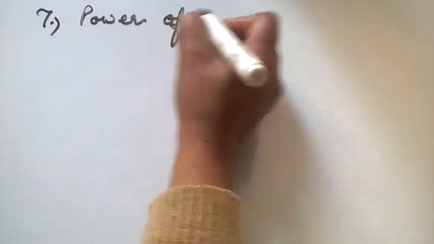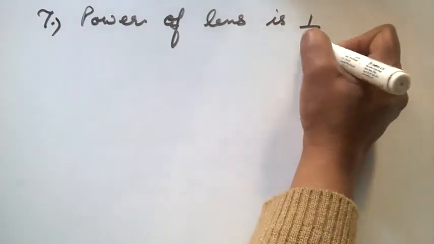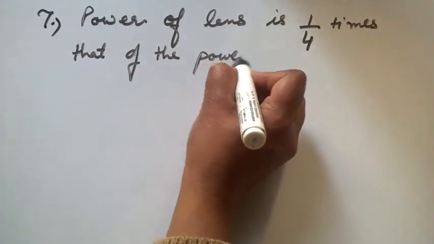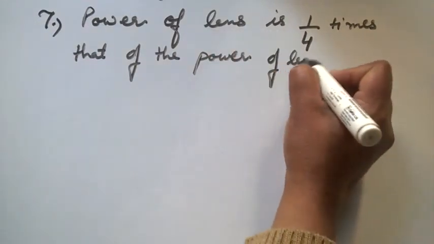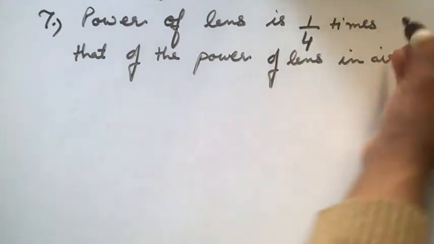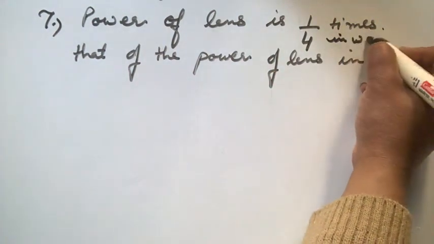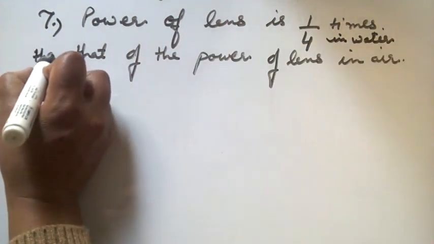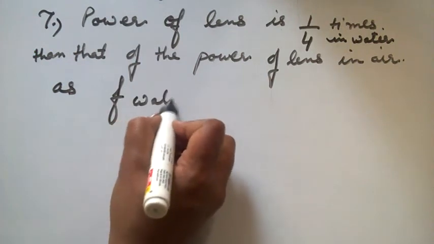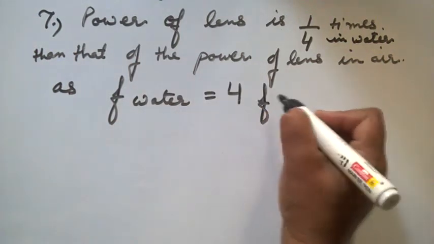And the next point is, we can prove it also, that the power of a lens in water is 1 upon 4 times that of the power of the lens in air, as the focal length of a lens in water is 4 times the focal length of a lens present in air.